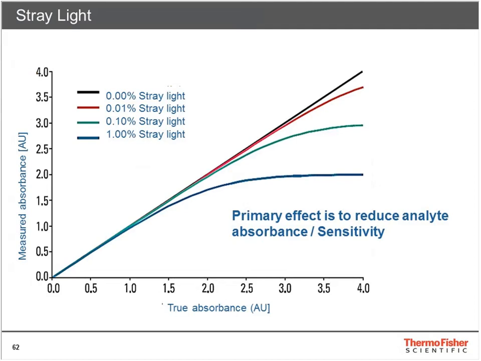This is how linearity is affected by stray light. Typically, an older detector cannot be used with as high absorbances as a new detector. You need to check this at least once a year to know the limitation of your detector.